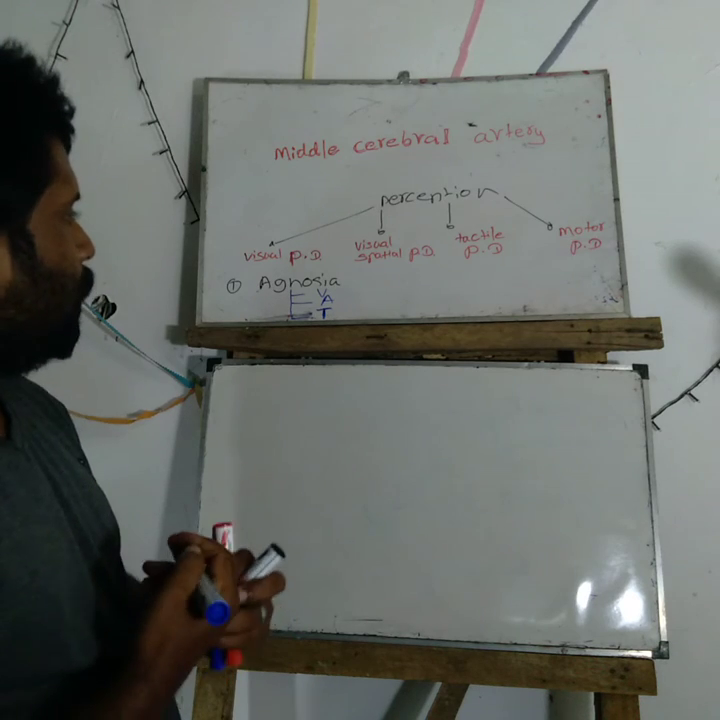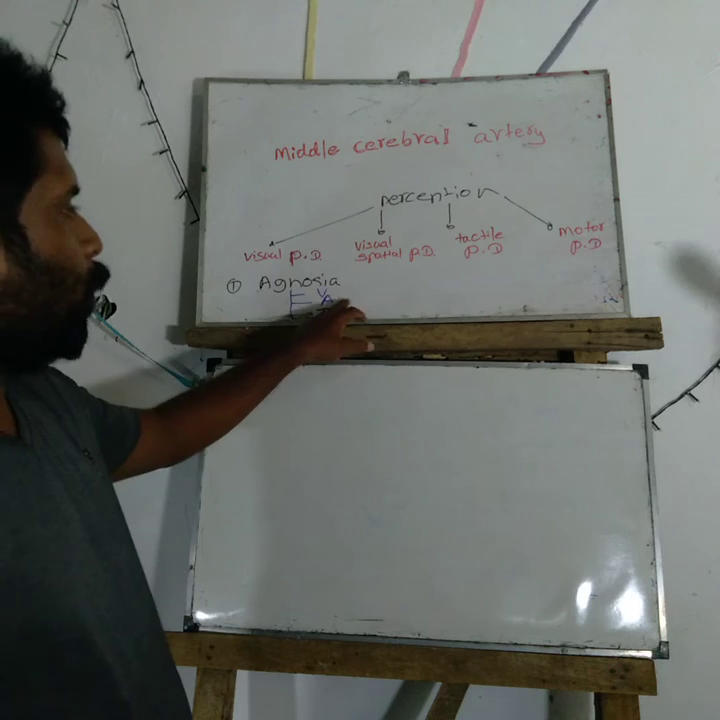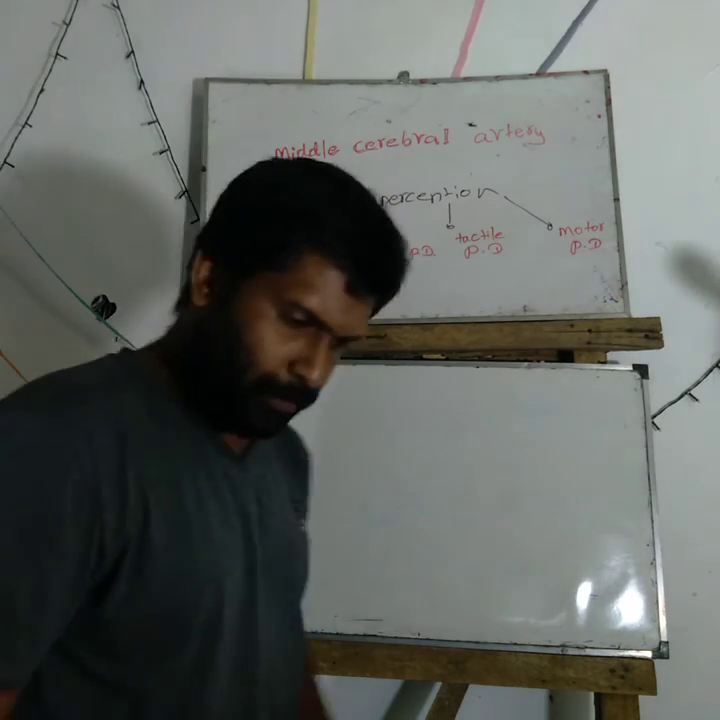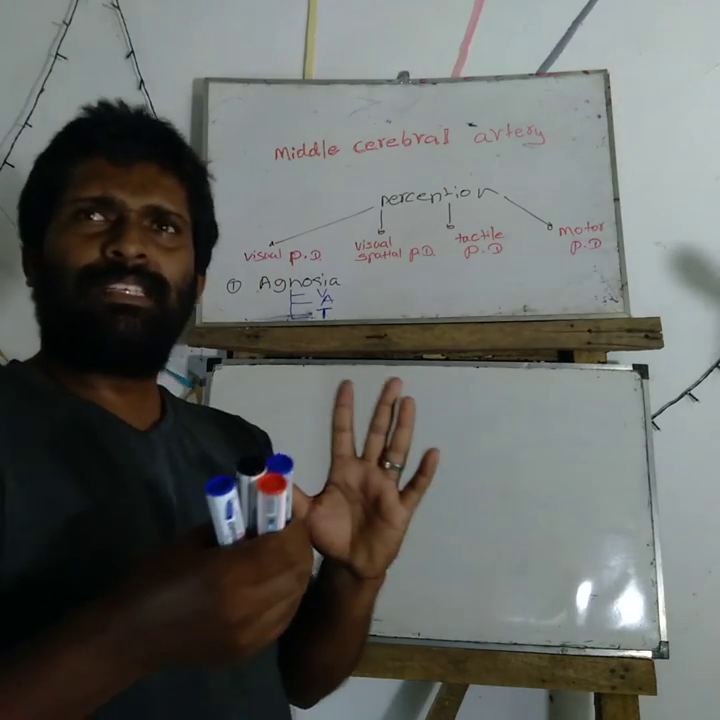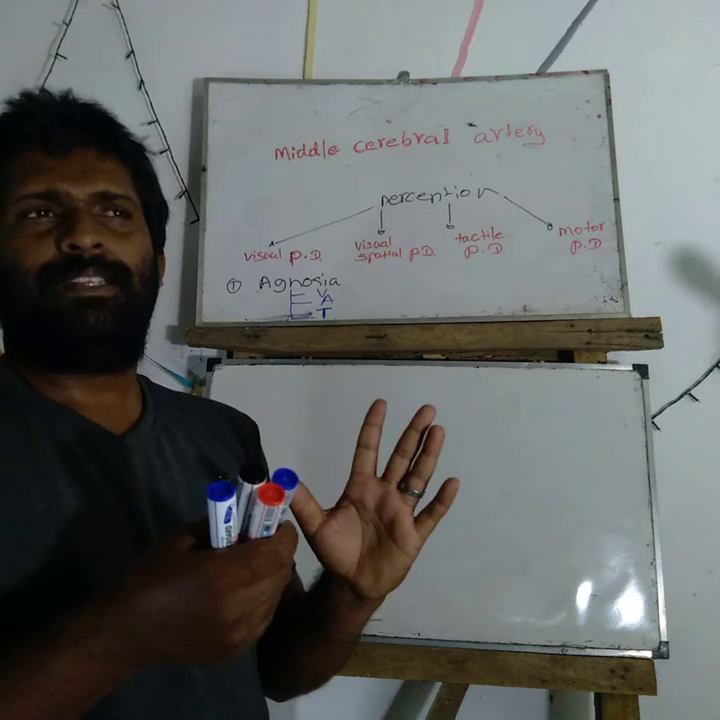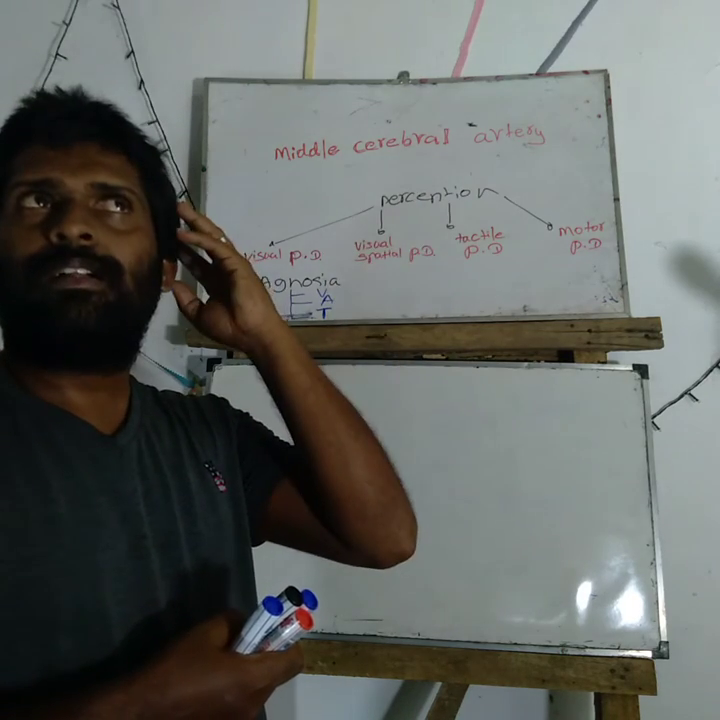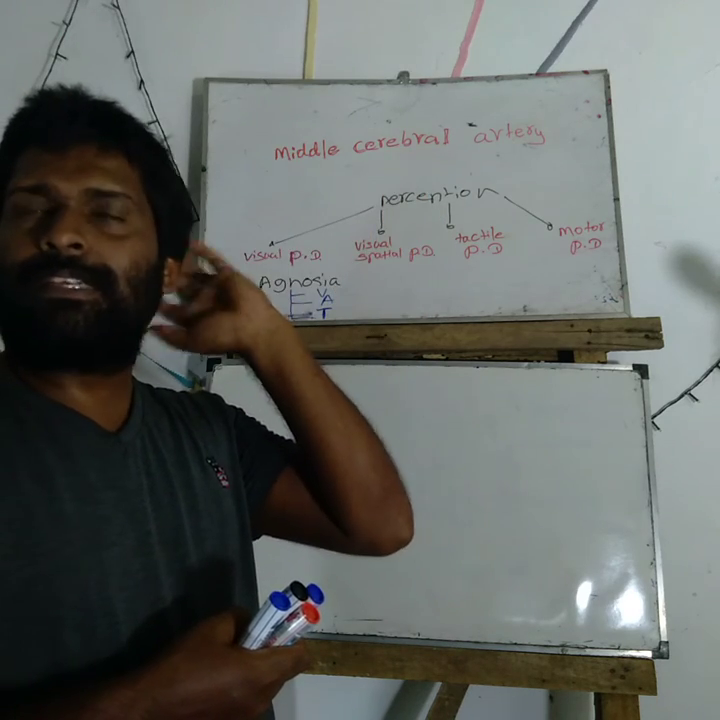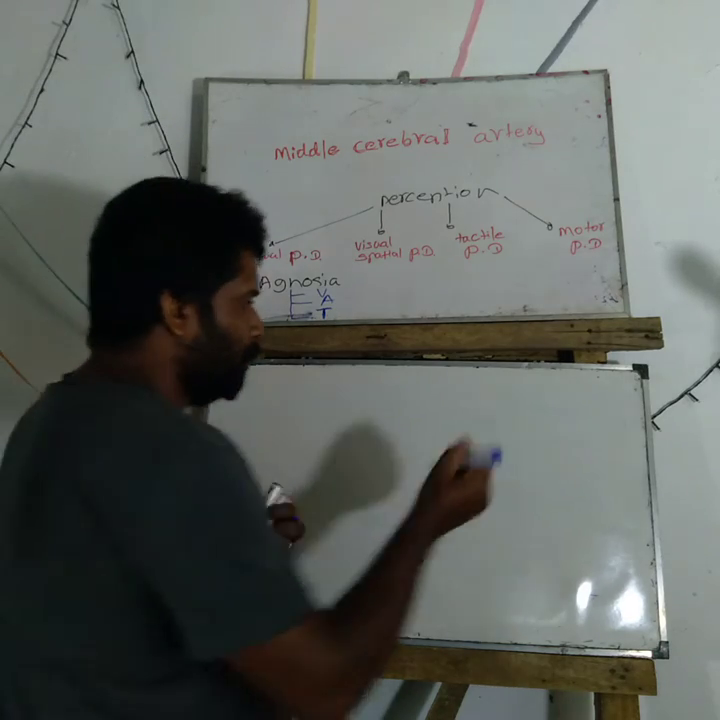Visual agnosia, auditory agnosia, and tactile agnosia. Right? We are going to discuss agnosia. Why does agnosia happen? The visual cortex is on the posterior side of the brain.